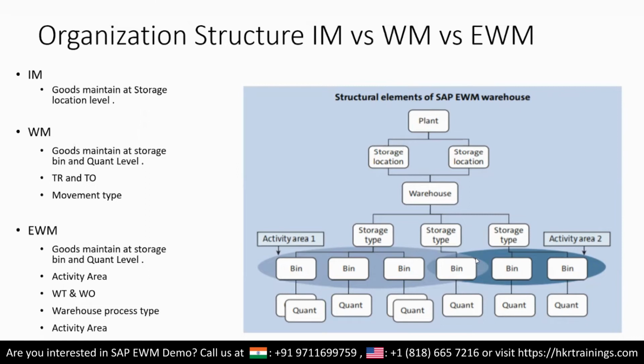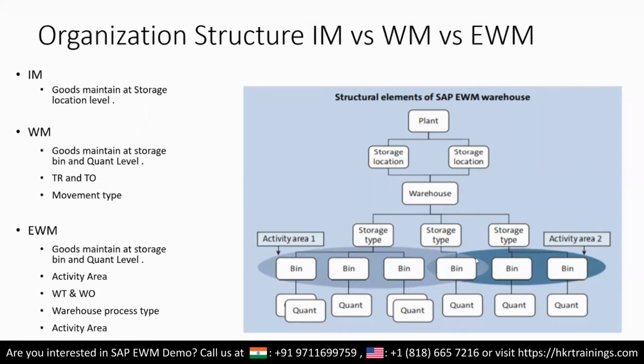In the big warehouse, suppose I have 100 storage bins. I will divide those storage bins based on the different activities. Out of 100, 50 I'm using for the put away, 20 I'm using for the picking, means to pick the material, and the remaining 30 I'm using for the physical inventory.